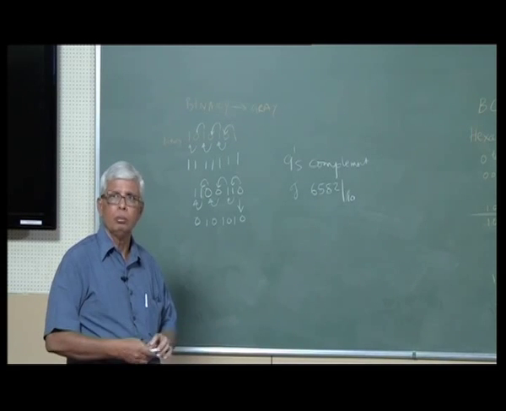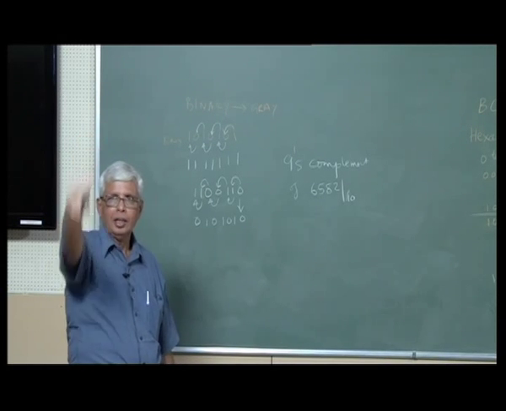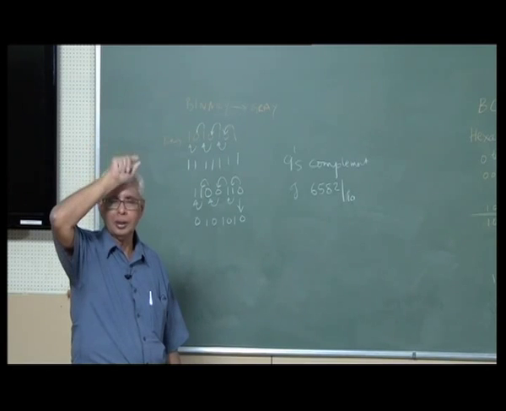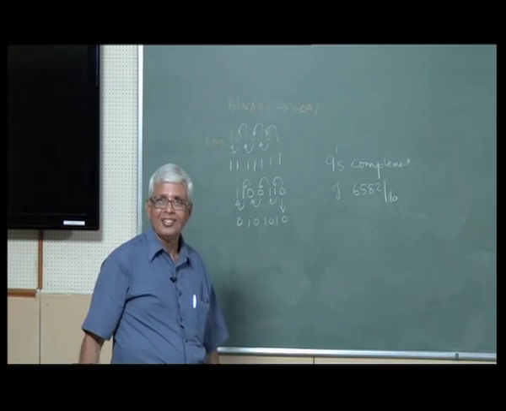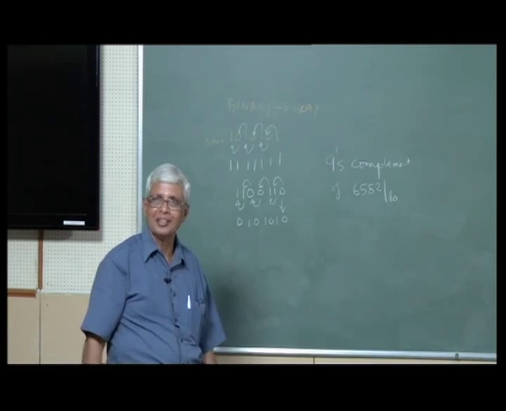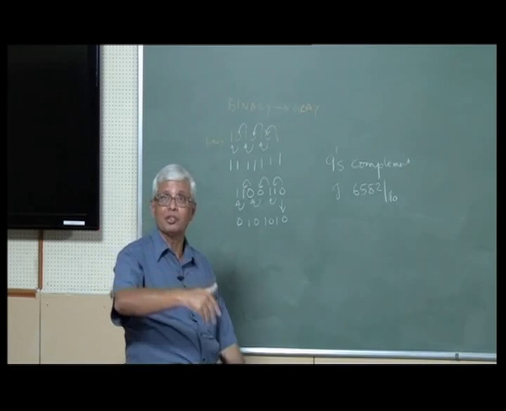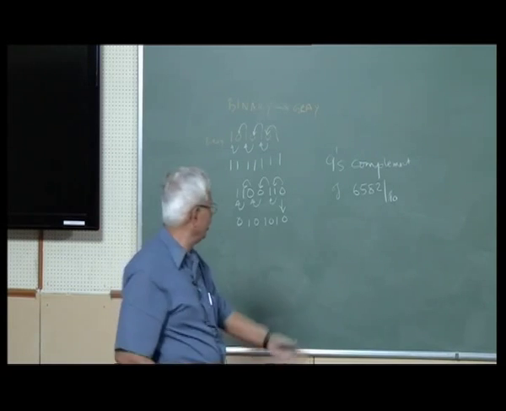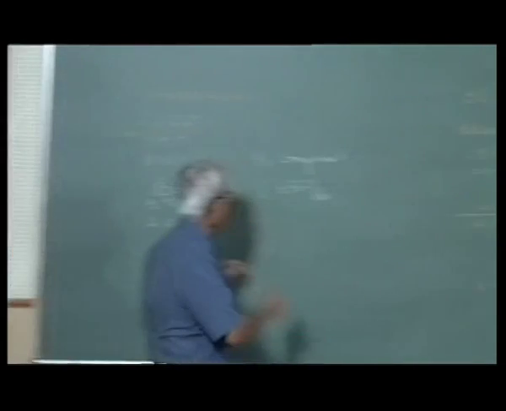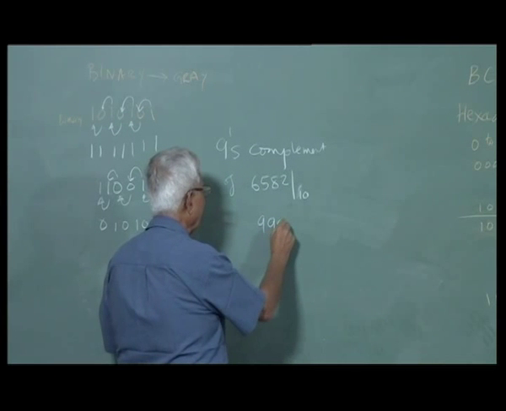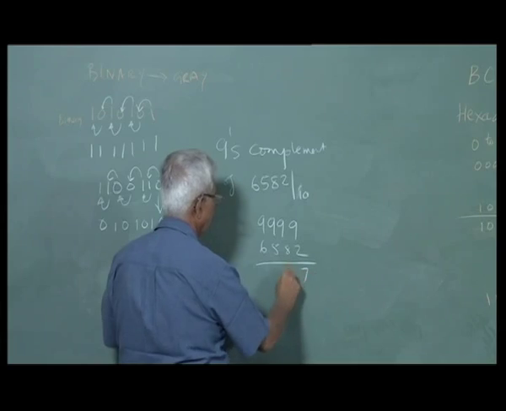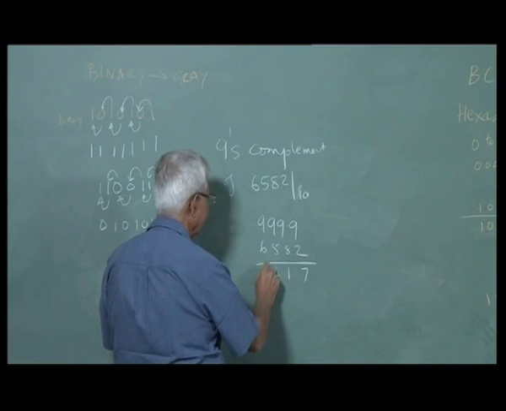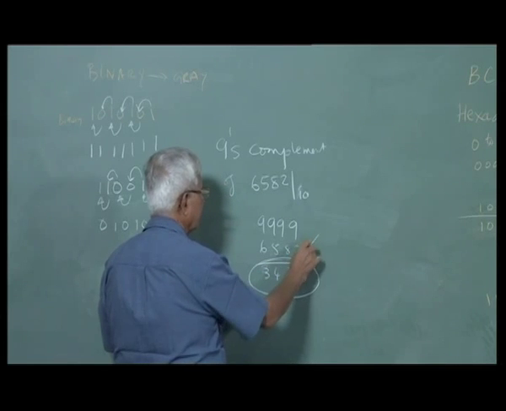What is the 9th complement of 6582? What do you do? Yes. 3417. She should not think only boys are smart. Girls are smarter than boys. Okay, tell me. Sir, the answer is 3417. You subtract from 9999. Fine. This is the 9th complement of 6582.